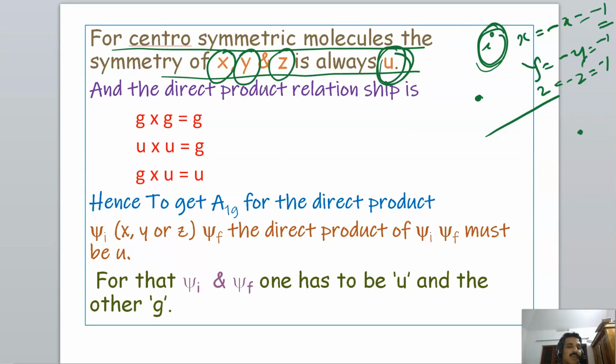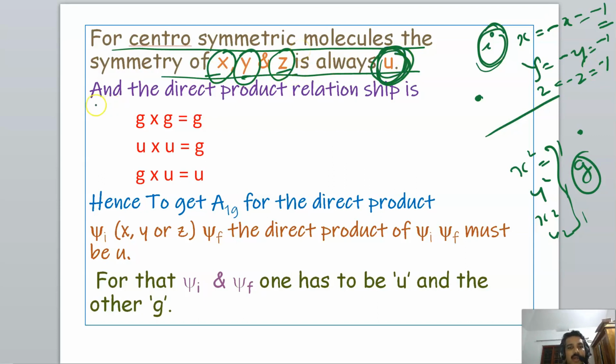The symmetry of x, y, z is always u in the case of a centrosymmetric molecule. But we know the symmetry of x square, y square, xz, yz, in all these cases the symmetry is g, because the character will be 1, minus 1 into minus 1 will be 1. Okay, that we already know. So the symmetries of x, y, z is a u representation.